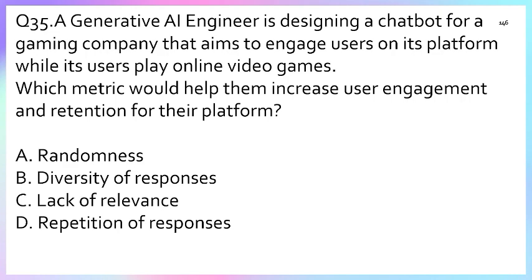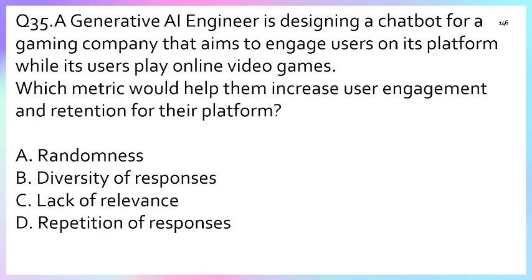Question number 35. A generative AI engineer is designing a chatbot for a gaming company, aiming to engage users on its platform while they play online video games. Which metric would help them increase user engagement and retention for their platform? For this, option A is randomness. A chatbot that responds randomly would likely confuse and frustrate the user, leading to a decrease in engagement. So option A is incorrect.